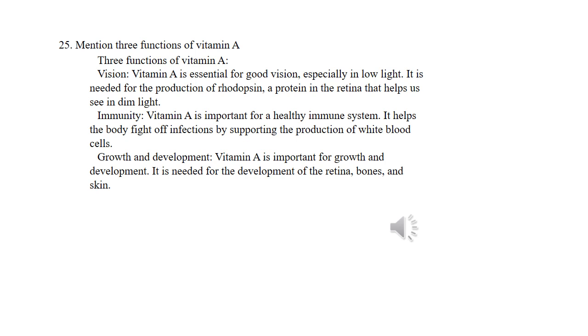Immunity. Vitamin A is important for a healthy immune system. It helps the body fight off infections by supporting the production of white blood cells. Growth and development. Vitamin A is important for growth and development. It is needed for the development of the retina, bones, and skin.